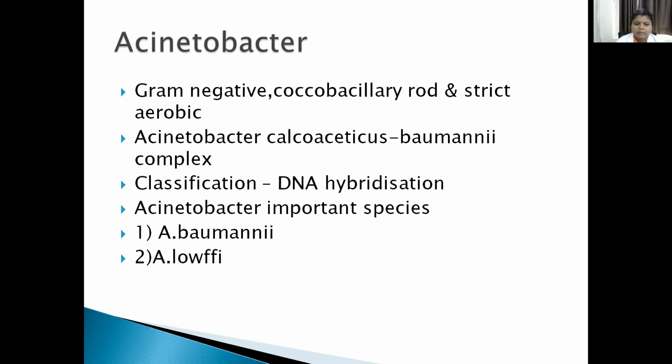Biochemically, baumannii ferments glucose but is non-hemolytic. Whereas Acinetobacter lwoffii is glucose non-fermentative and non-hemolytic on blood agar. Another species, Acinetobacter haemolyticus, produces hemolytic colonies. These Acinetobacter mainly cause infections usually seen in hospitals. This is about Acinetobacter.